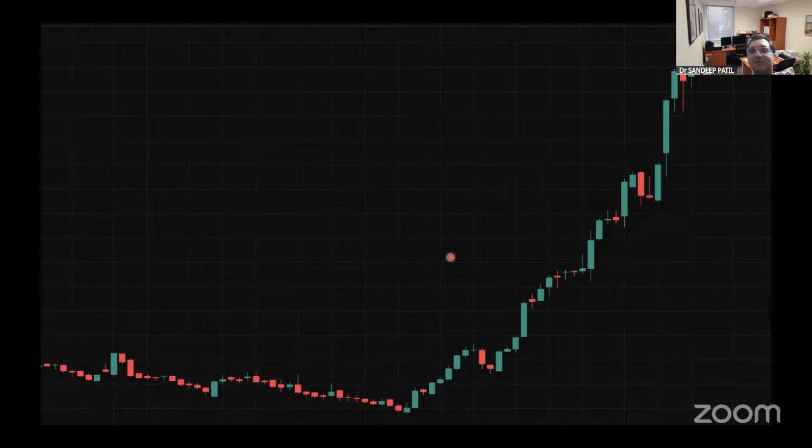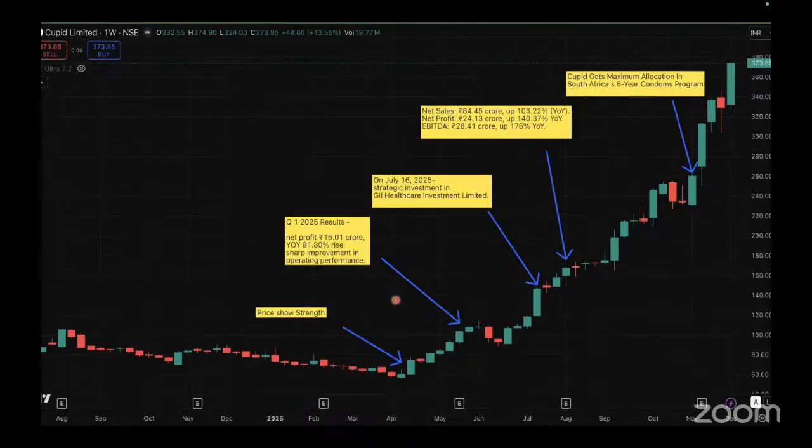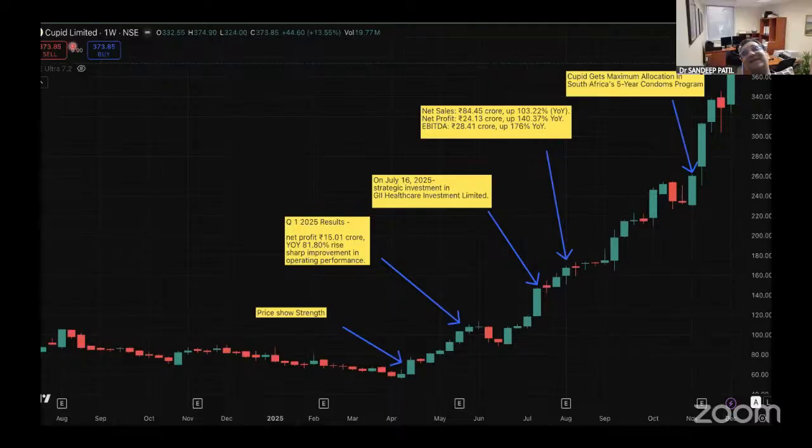Which stock is this? Anyone following this stock? I'll tell you. It's Cupid, the only bullish stock in 2026. I have traded this, but unfortunately I could not trade the complete move. I was there for a few months and then I went away. But what I want to show is we were here.